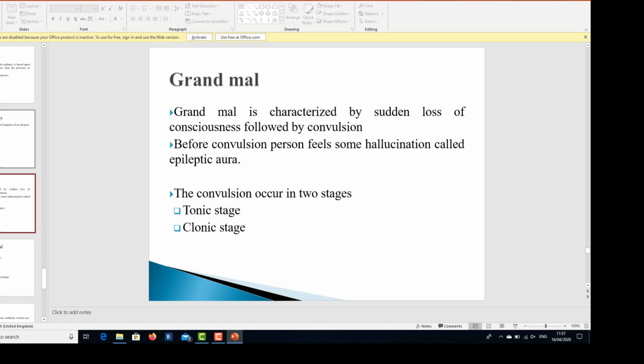The grand mal is characterized by sudden loss of consciousness and is followed by convulsion. Before convulsion, the person feels some hallucination called epileptic aura. The convulsion occurs in two stages, that is tonic stage and clonic stage.